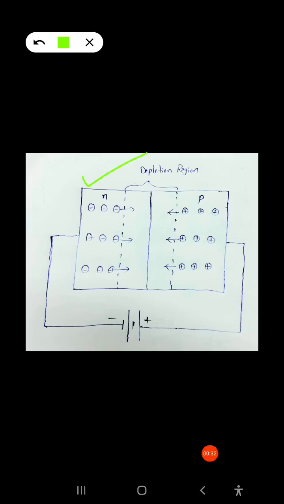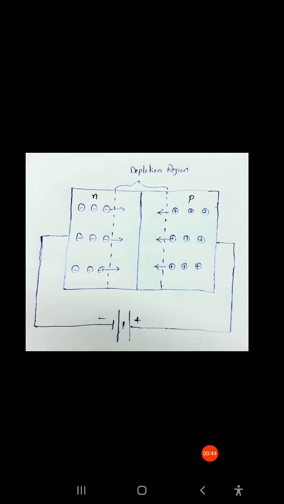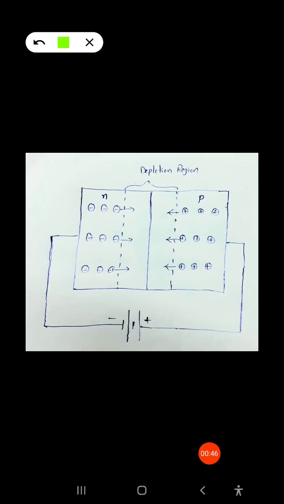So this one is of N region and this one is of P region, and the middle one is having the depletion region. Okay, so here the PN region is connected in forward bias. Because here the N is connected to the negative terminal of the battery, and the P region is connected to the positive terminal of the battery. So we can say that this PN diode is in forward bias here.